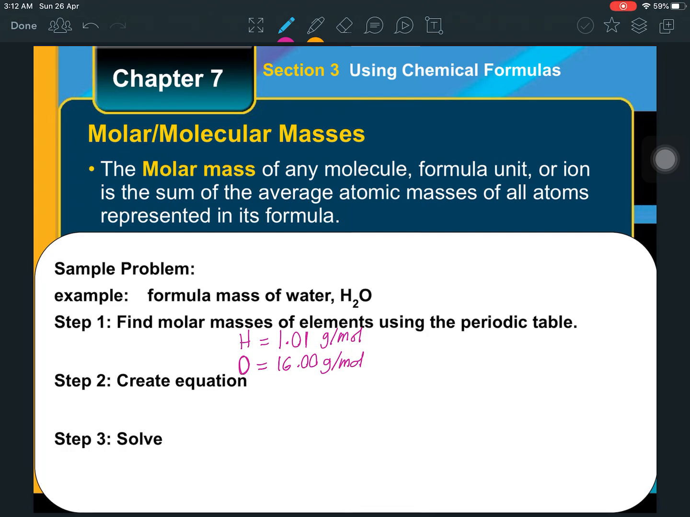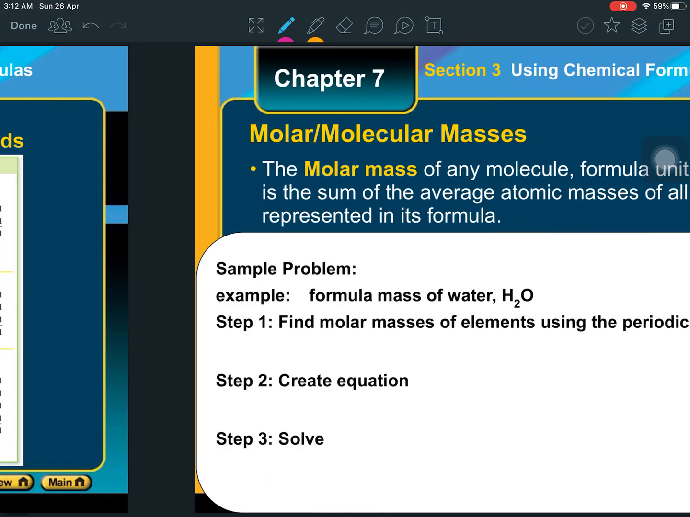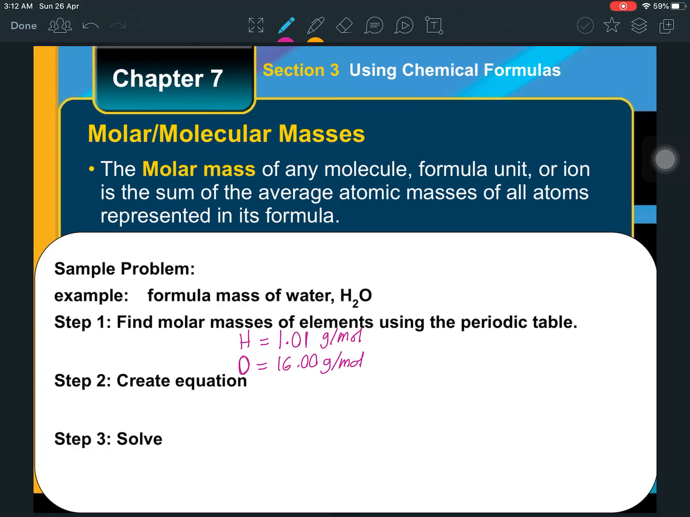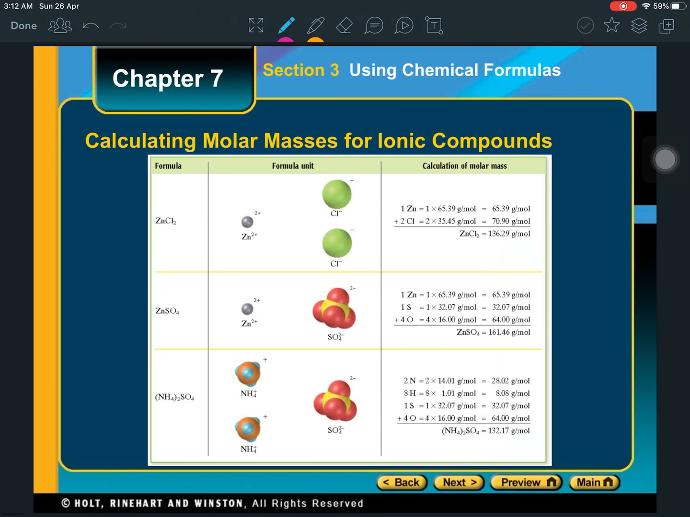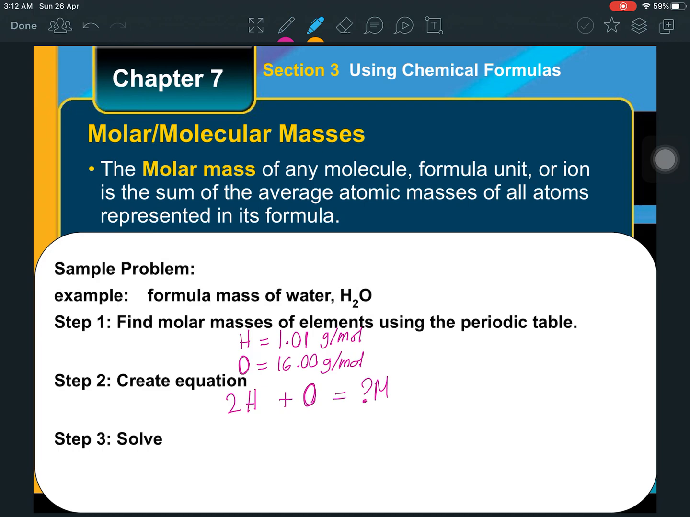So now let's go ahead and create an equation. You can either do it my way, this is the way that I do it, or you can do it this way. It's up to you. So I would say 2 times hydrogen plus oxygen is equal to question mark, which is, you know, big M, molar mass. So this 2 right here came from there. And the reason there's no 1 here is because there's no reason to put a 1 there. Anything times 1 is the exact same number, so we don't usually write it. All right, so now let's go ahead and substitute everything in.